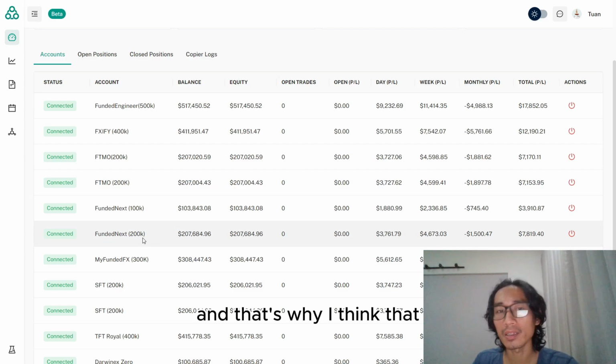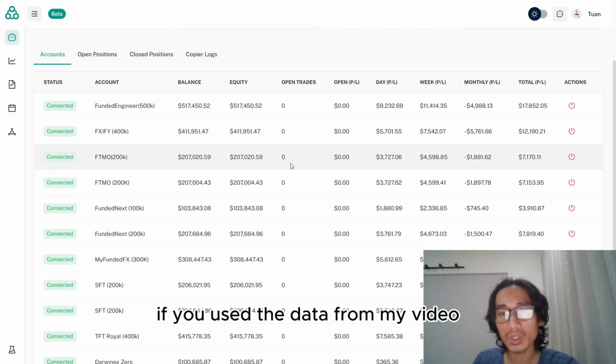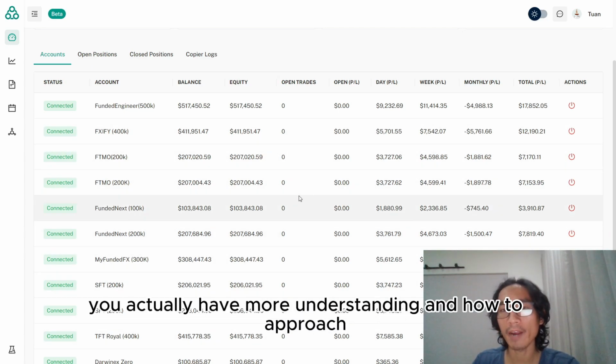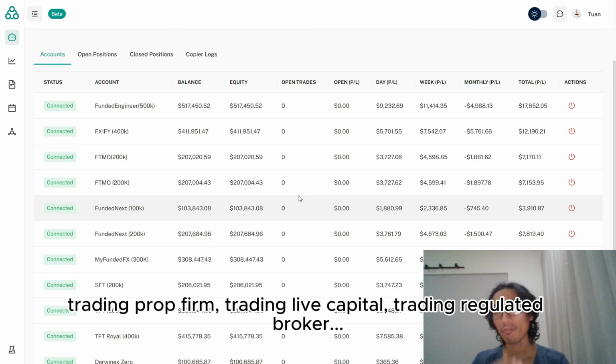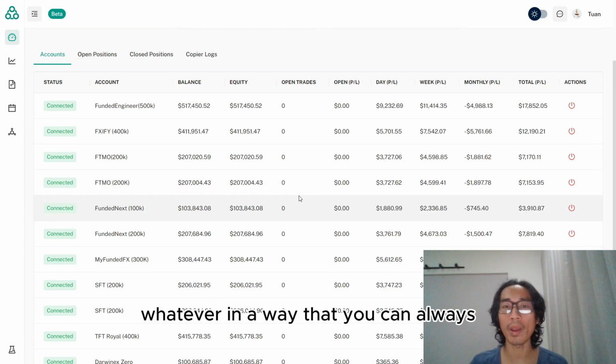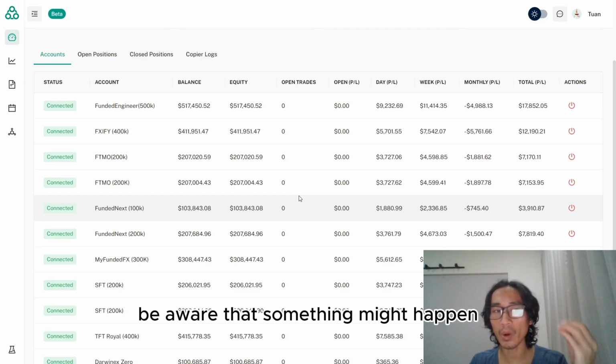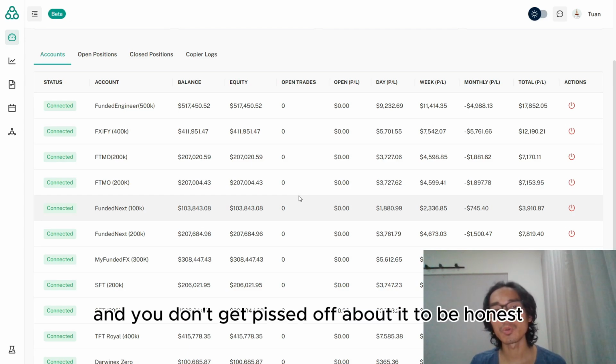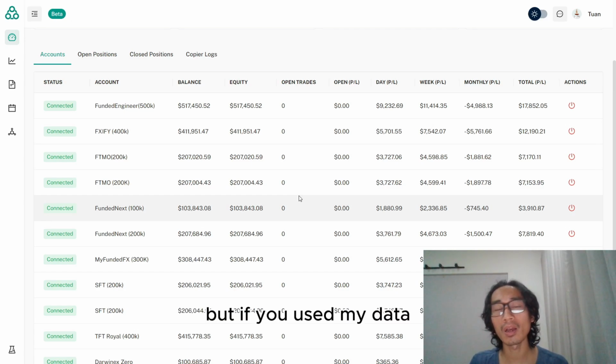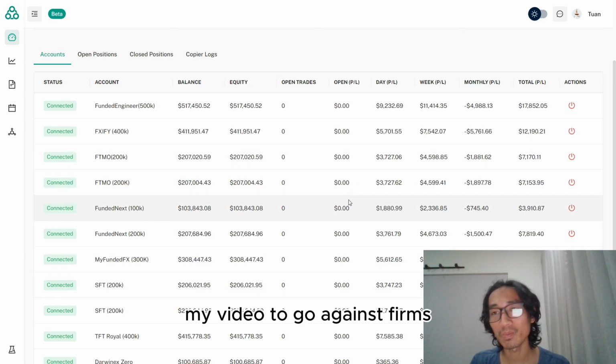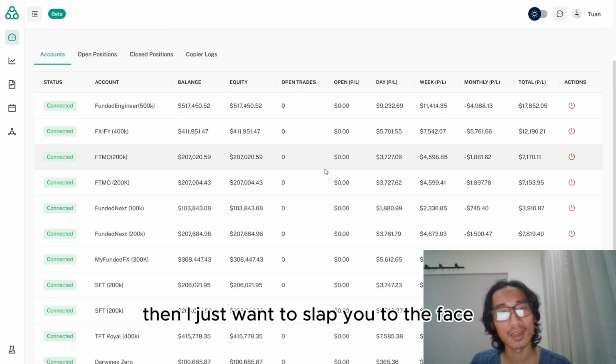And that's why I think that if you use the data from my video, you actually gain more understanding in how to approach trading prop firms, trading capital, trading regulated brokers, whatever, in a way that you can always be aware that something may happen and you don't get pissed off about it, to be honest. But if you use my data, my video, to go against a firm, then I just want to slap you in the face.